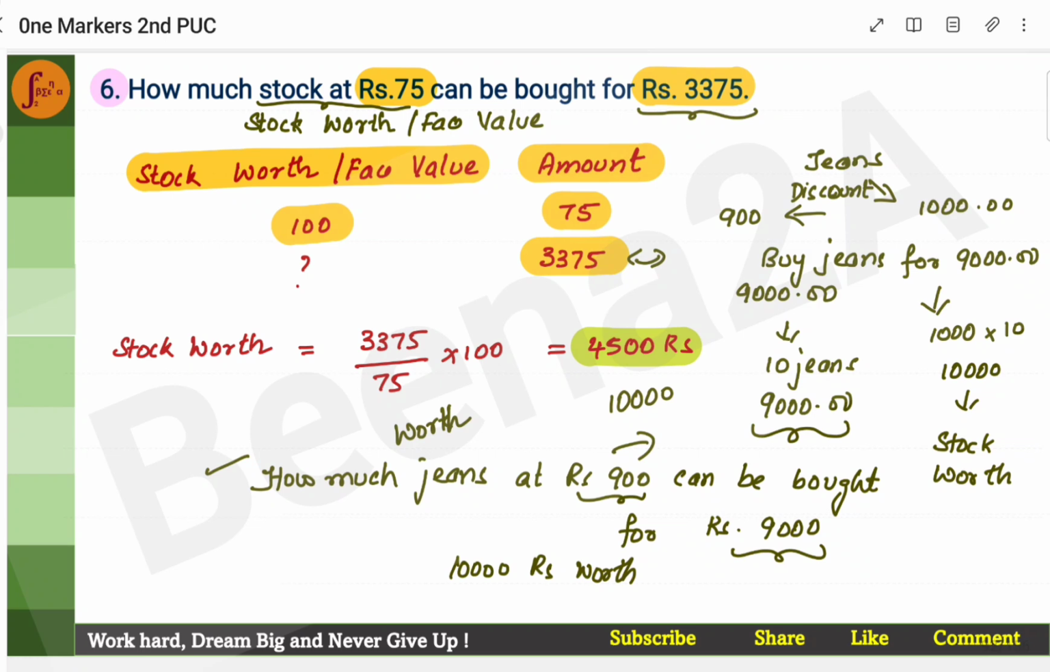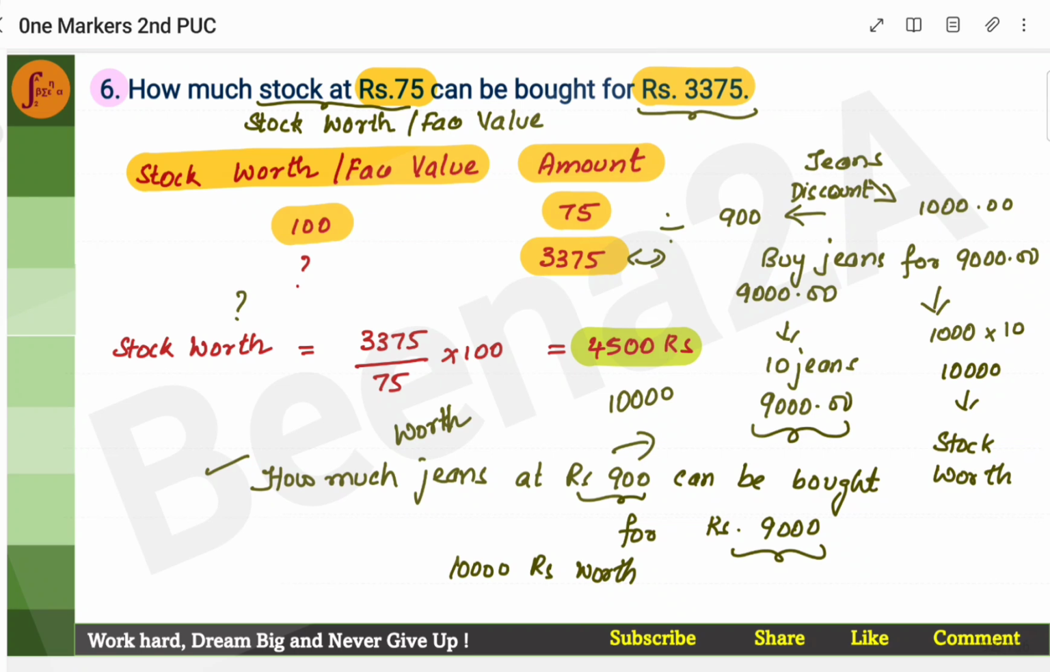So same thing here. How much stock I can buy at rupees 75 for rupees 3,375. So now what I will do, stock worth and face value I put in one column and amount in the other column. So if I spend 75 rupees, I'll get stock worth 100 rupees. And if I spend 3375, how much stock worth I will get? We'll have to use the ratio and proportion method. So this question mark, I would call it stock worth, is equal to 3375 by 75 into 100. So I get 4,500 rupees.